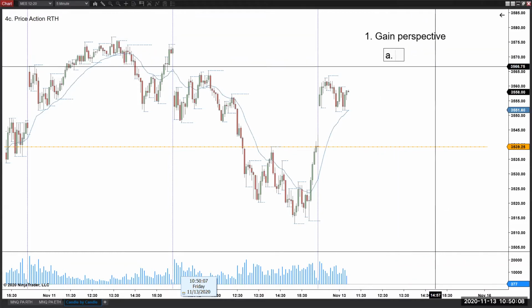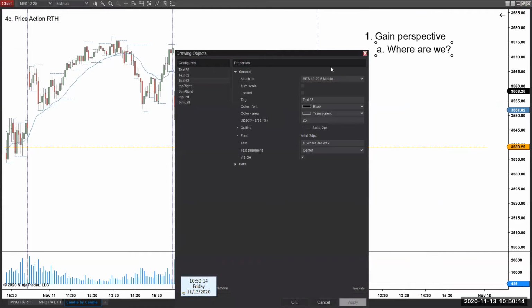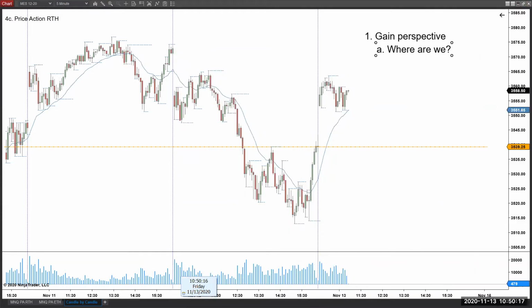So gaining perspective is where are we? Oops, that's not what I wanted. I'll do it this way. Along with where are we? Are we inside or outside, gapping? Are we gapping up or down? Is there a gap? I guess that would be a pretty fair one. Oh, I just realized you guys can't see what I'm typing. There we go.